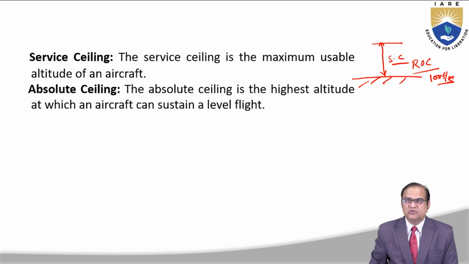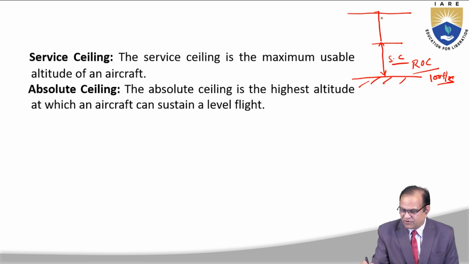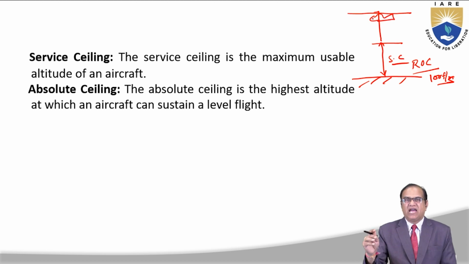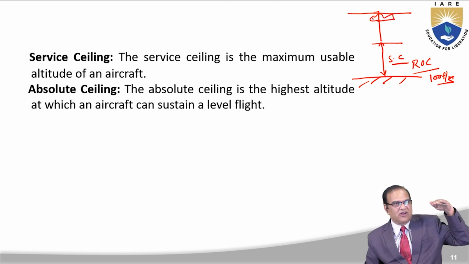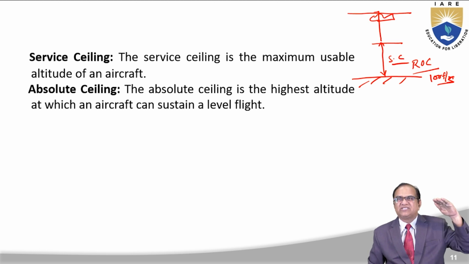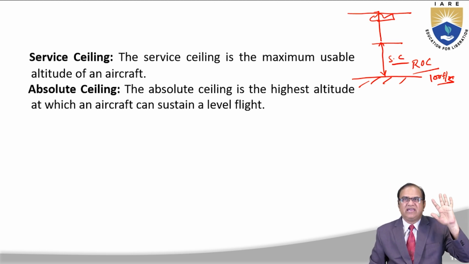Absolute ceiling. The absolute ceiling is the highest altitude at which an aircraft can sustain level flight. So up to here, and if you increase further from here onwards, your aircraft cannot go above this. This is the maximum height at which your aircraft can go into cruise or steady level flight. Climbing is not possible.